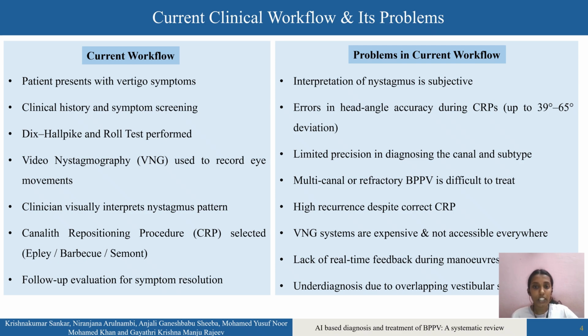First, the interpretation of the nystagmus is subjective and depends heavily on the clinician's experience. There are also frequent errors in the head angle accuracy during the CRP maneuvers, sometimes deviating by as much as 39 degrees to 65 degrees. This reduces the diagnostic precision and makes it harder to accurately identify the canals involved. Treating multi-canal or refractory BPPV is also challenging. Even after correct CRP, recurrence rate remains high.